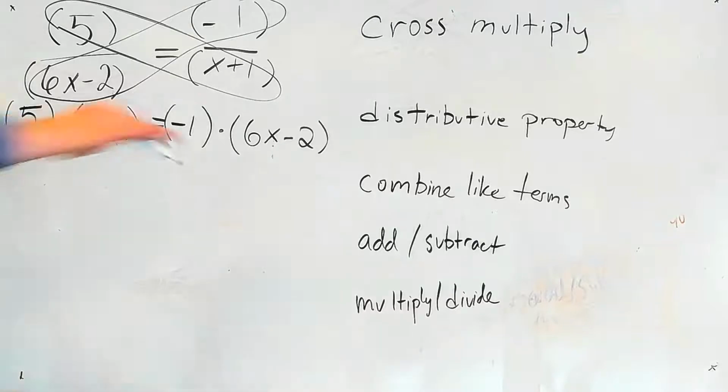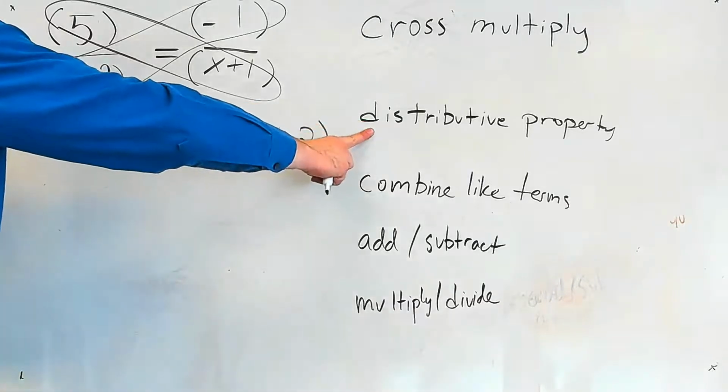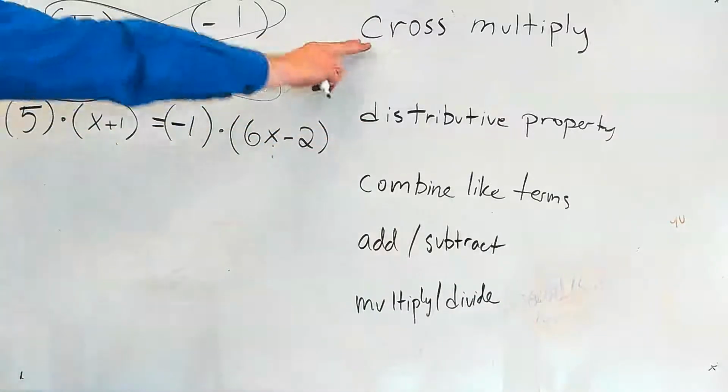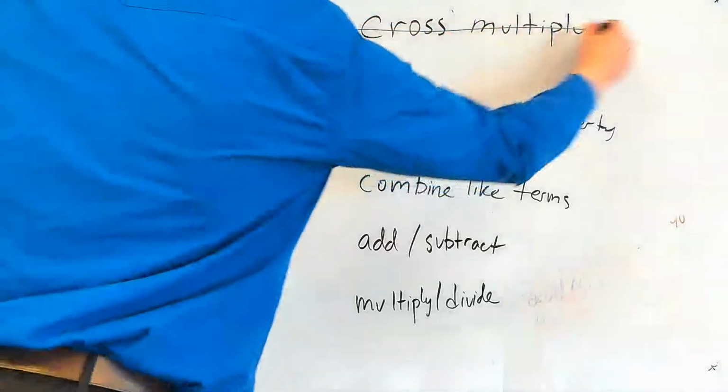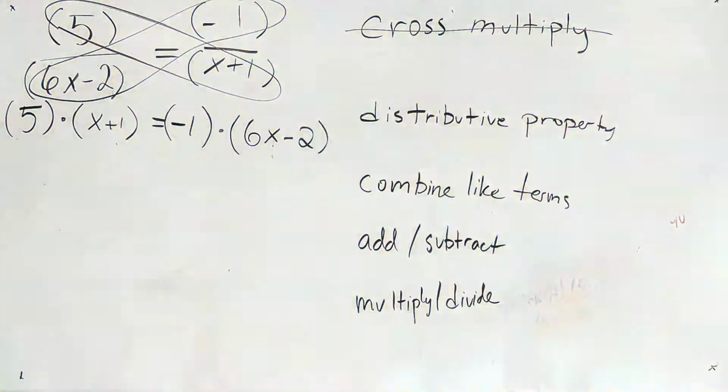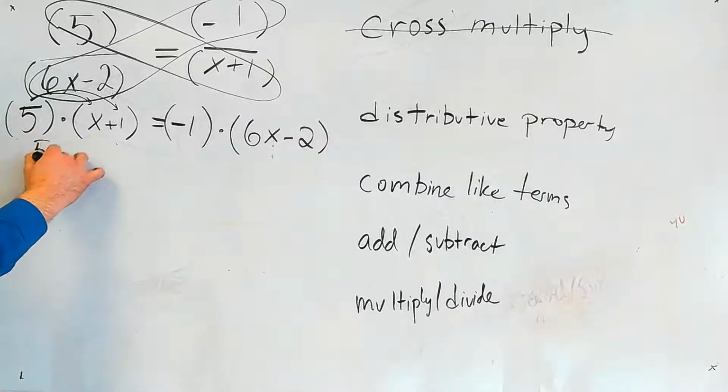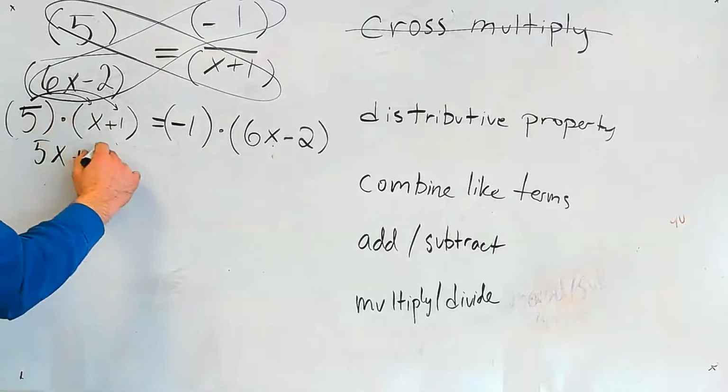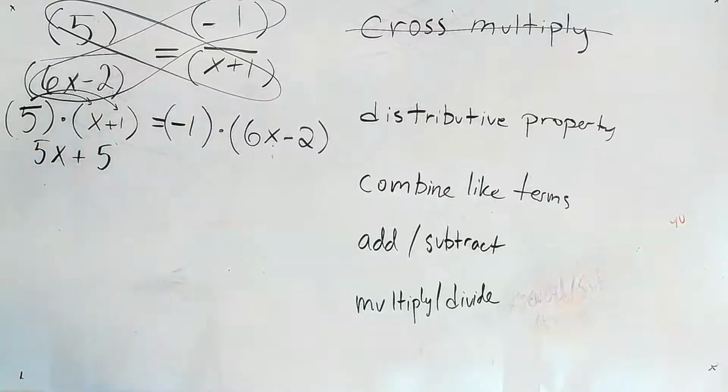Let's go ahead and use the, which one are we on? Distributive property. So we finished cross multiplication. We're done with that step. Next, distributive property. Distributive property says we multiply this outer one into the parentheses. So I'm going to do 5 times x, which gives me 5x, plus 5 times +1, which gives me 5.